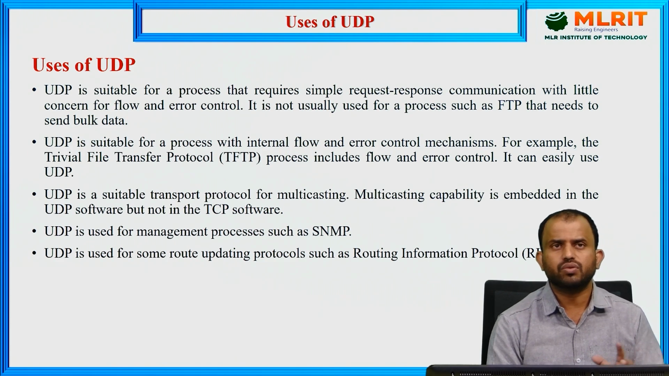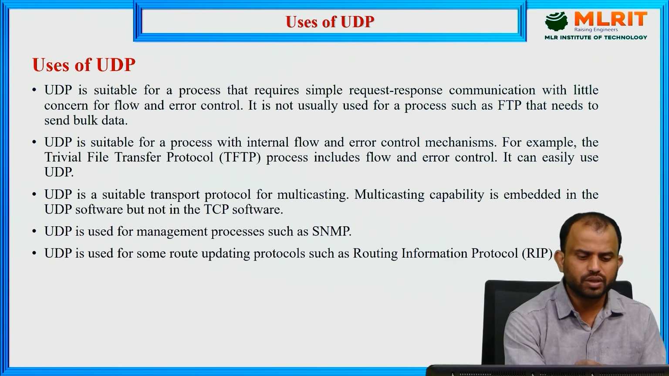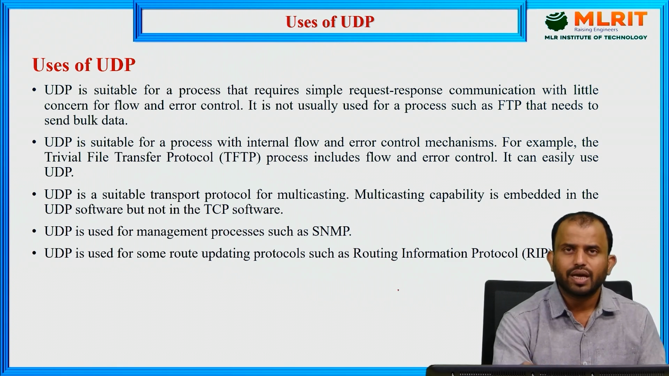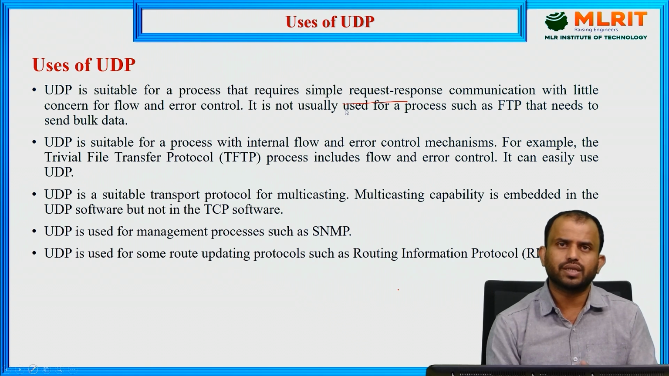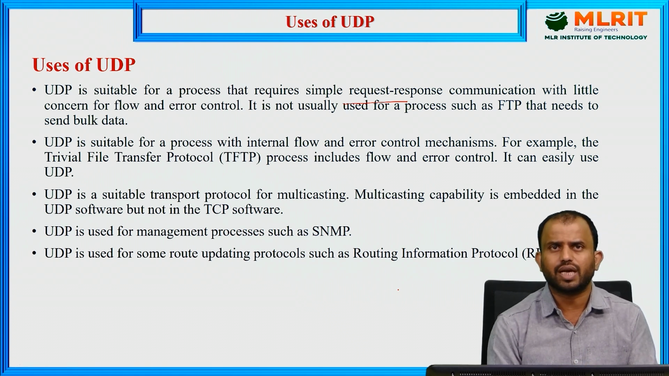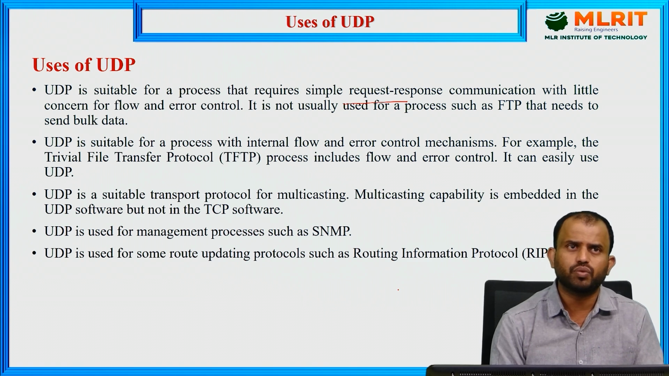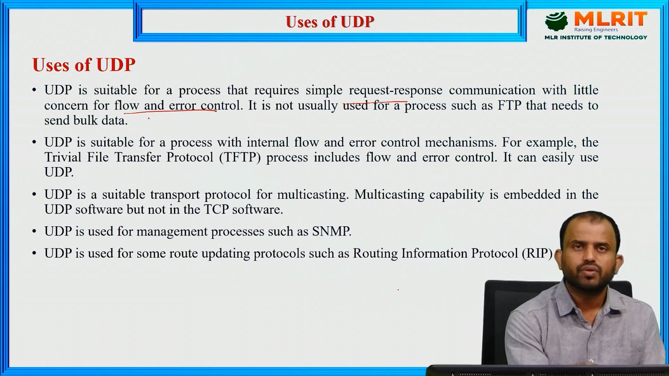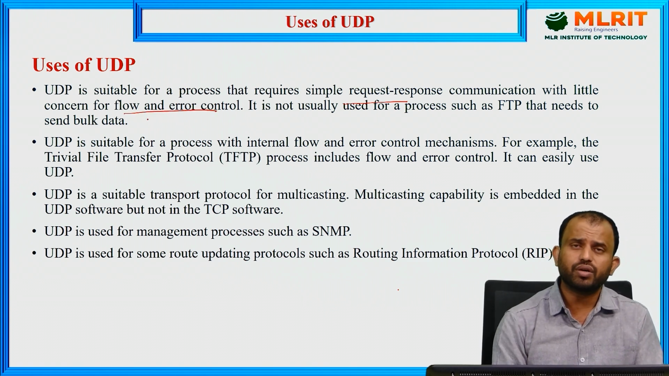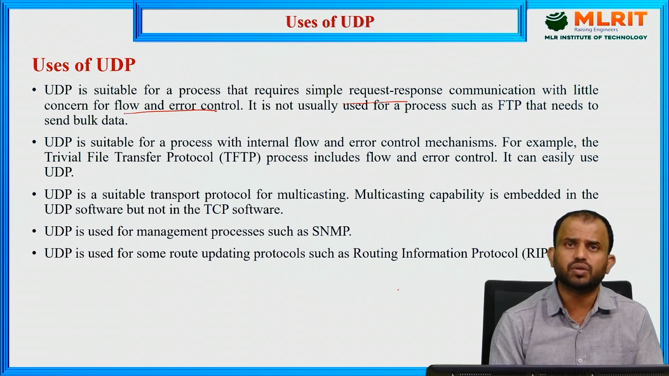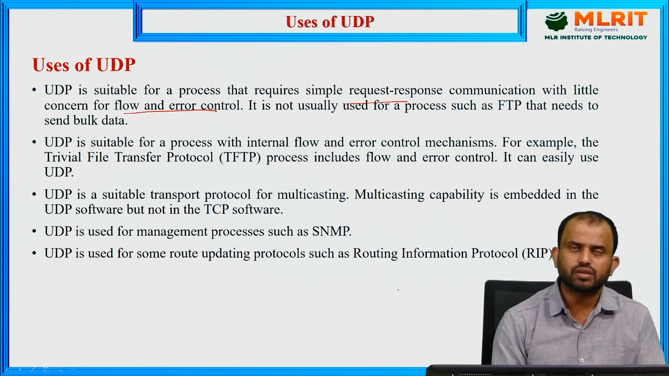And what are the uses of this UDP? UDP is suitable for processes that require simple request-response communication, because when we send information, we transmit it in a simple request manner only. So simple request-response communication with little concern for flow and error control. We are not specifically using those, but when we raise a request, based upon the request, we have to listen for that information, get the communication established, then send the information as well as receive the information.